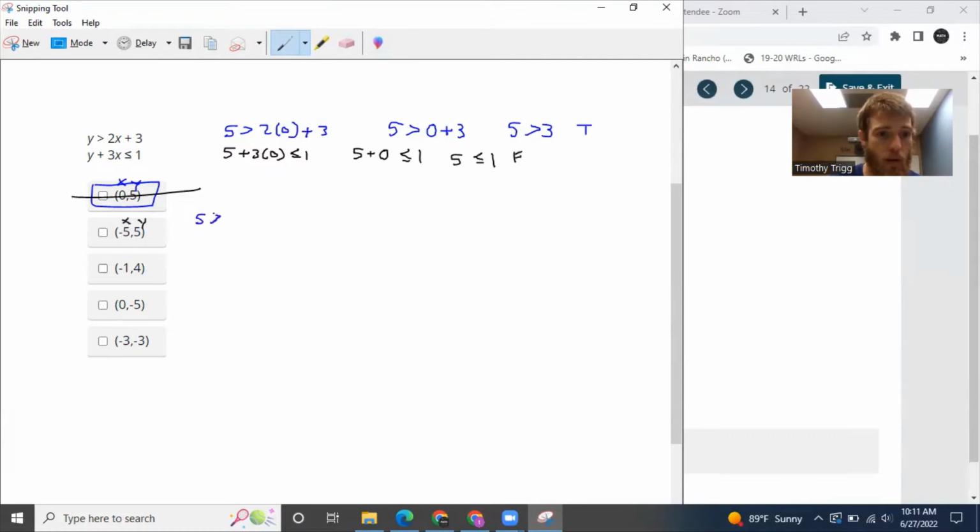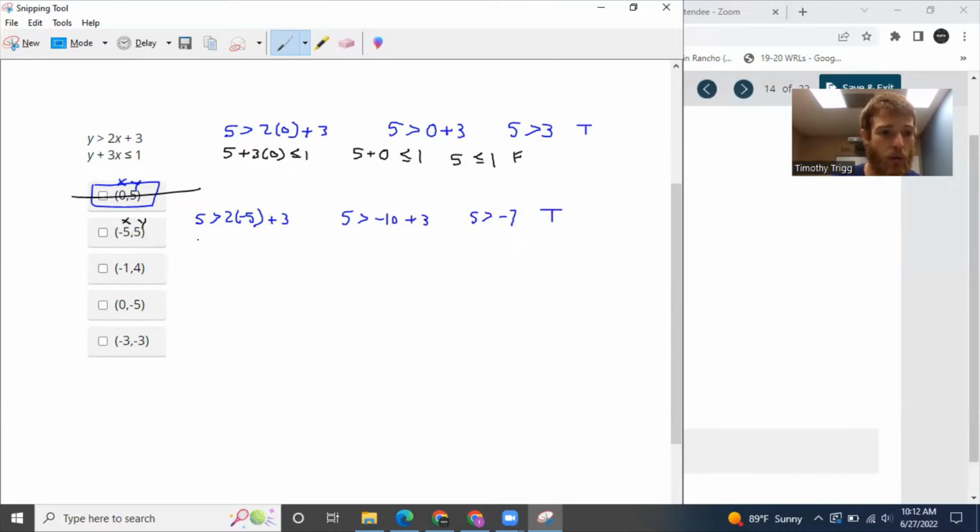So I'm going to go ahead and the first inequality, 5 is greater than 2 times negative 5 plus 3. And I can already see this is a true statement. 5 is greater than negative 10 plus 3. So 5 is greater than negative 7. Yes, that's true, isn't it?